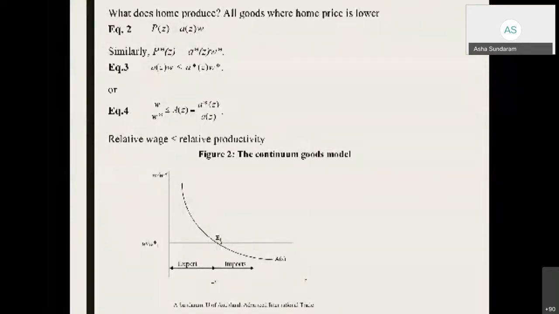To the right of Z1, W over W star is actually greater than A star over A. In other words, home is not relatively competitive, so foreign is more competitive in those products. Foreign will produce those products and home will simply import them. It's much cheaper for home to import those products.